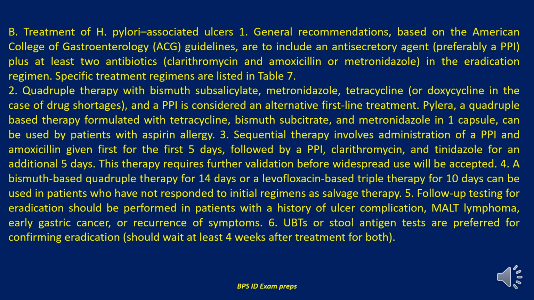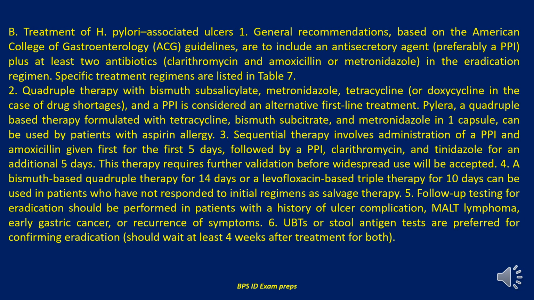B. We will now discuss the treatment of Helicobacter pylori-associated ulcers. 1. General recommendations, based on the American College of Gastroenterology (ACG) guidelines, are to include an anti-secretory agent, preferably a PPI, plus at least 2 antibiotics, that is, clarithromycin and amoxicillin or metronidazole, in the eradication regimen.